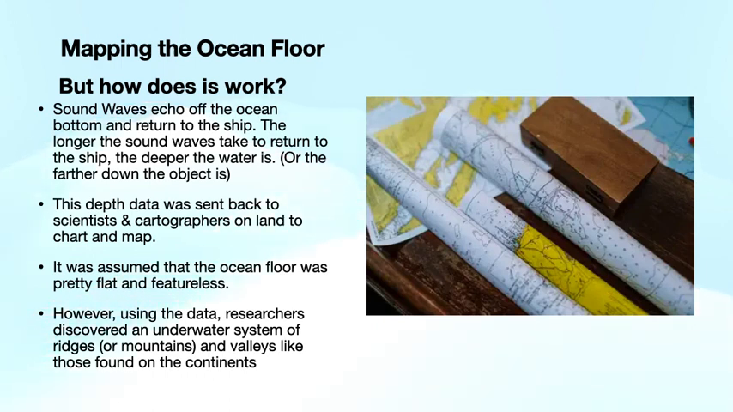So this data, when they were first mapping the ocean floor, was collected and sent back to scientists and cartographers on land so that they could chart and map what the bottom of the ocean floor looked like. At the time, it was assumed that the ocean floor was relatively flat and featureless. However, using the data collected, researchers discovered that an underwater system of ridges, mountains, and valleys existed like those that we know of on the continents.